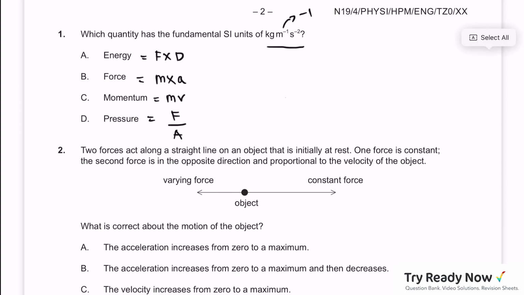Let's find out force first. So force is mass times acceleration. And acceleration we know is the change in velocity per second. So it's just kg m s^-2. So this is the unit for force. So we already know it's not option B.